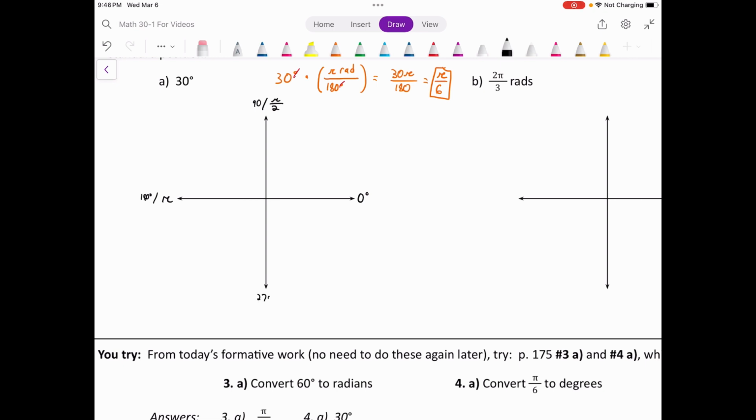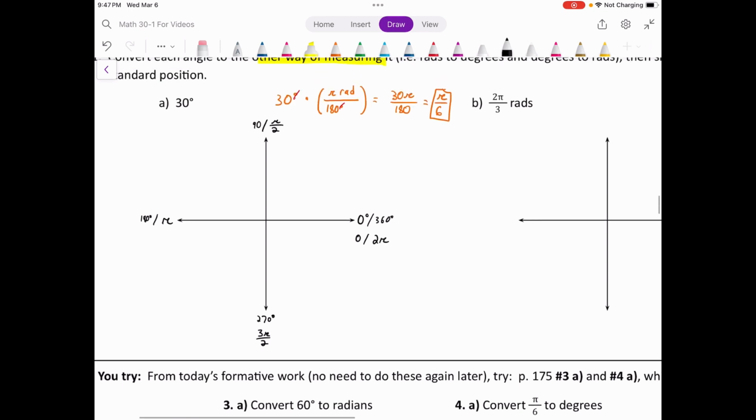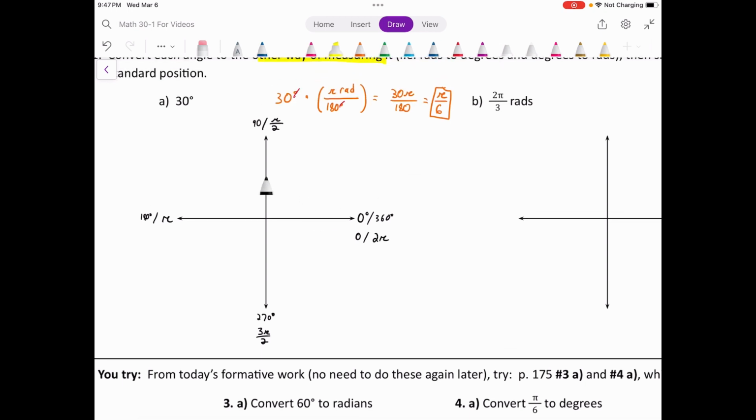We've got 270 degrees, 3/4 of a full circle, but also 3 pi over 2 radians. Okay, and 0 degrees or 360, yes, but also 0 radians or 2 pi radians. So we've got 0, pi over 2, pi, 1.5 pi, right? 3 pi over 2, and then 2 pi. Okay, so it's helpful to start thinking about radians to get used to them.